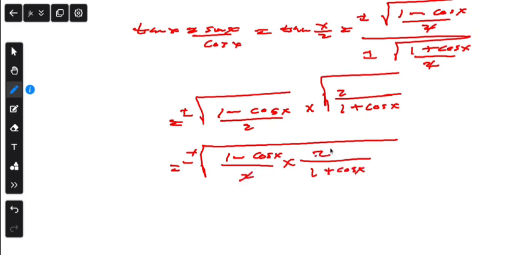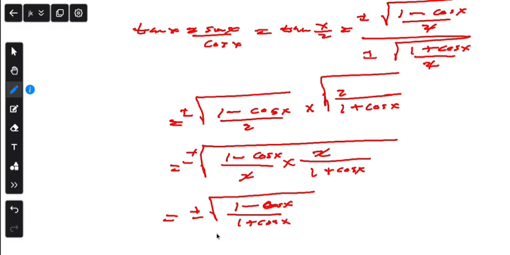So these can cancel each other. Then what are we going to remain with? We're going to remain with plus or minus root of 1 minus cos x divided by 1 plus cos x. So this is the formula for finding the half angle of tan. So tan open bracket x divided by 2. This is the formula that you're supposed to use.